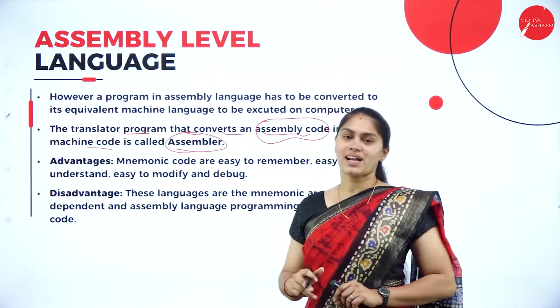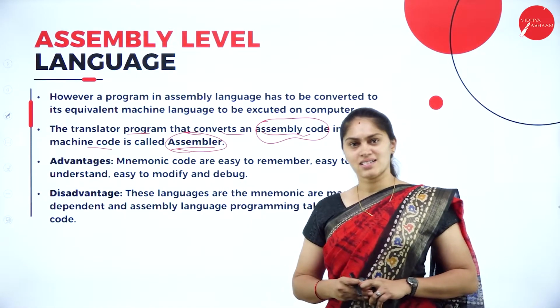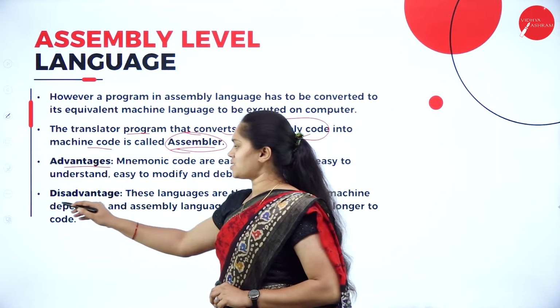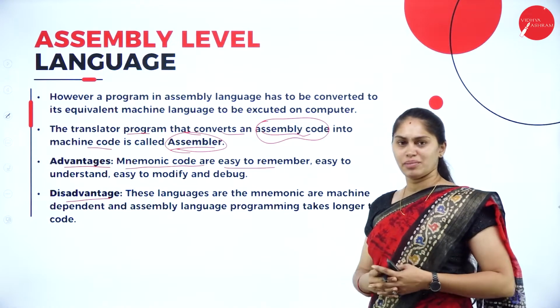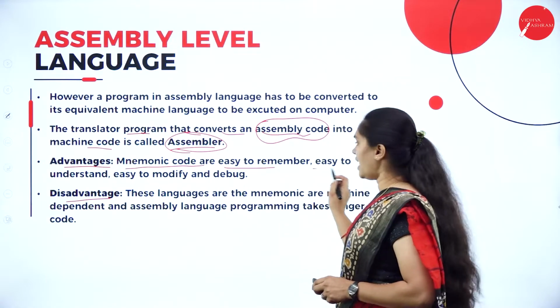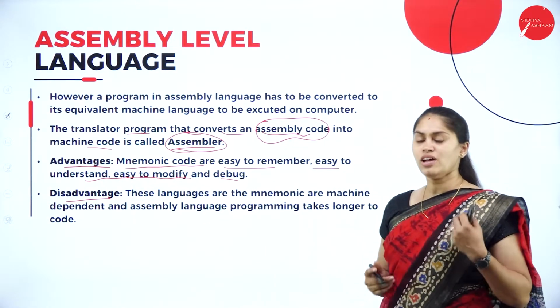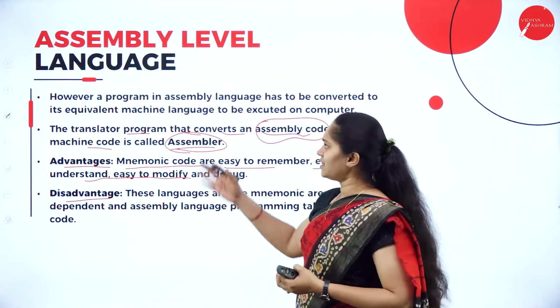In order to do the translation, we have a translator, and we are calling the translator an assembler here. Then what are the advantages and disadvantages we have here? Mainly, mnemonic codes are easy to remember. Instead of remembering zeros and ones, it is easy to remember some of the symbols, and they are easy to understand, easy to modify and debug.